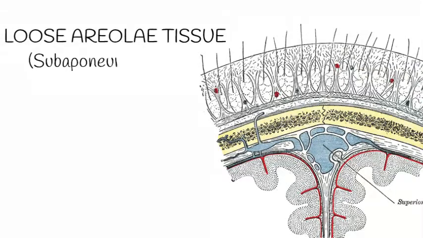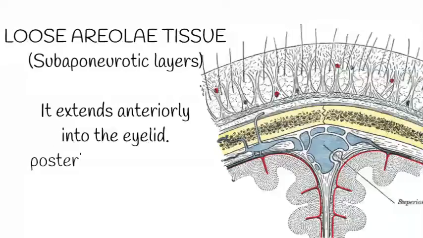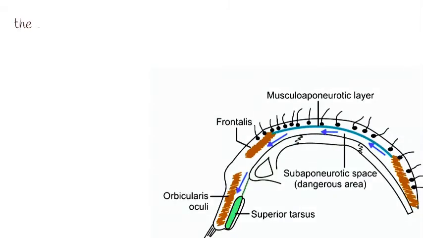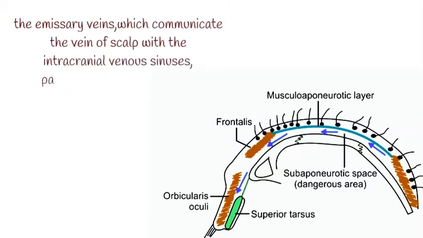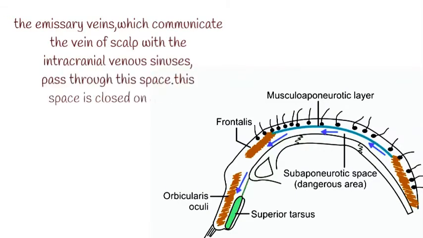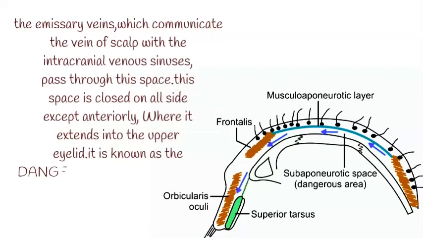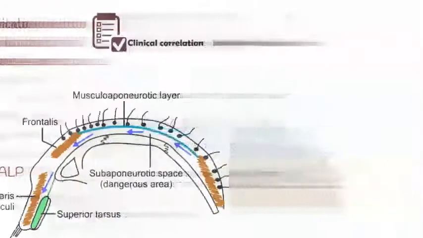It extends anteriorly into the eyelids, posteriorly to the highest and superior nuchal lines, and on each side to the superior temporal lines. This layer forms a potential space filled with loose areolar tissue beneath the aponeurotic layer. The emissary veins, which communicate the veins of the scalp with the intracranial venous sinuses, pass through this space. This space is closed on all sides except anteriorly, where it extends into the upper eyelid. It is known as the dangerous area of the scalp.